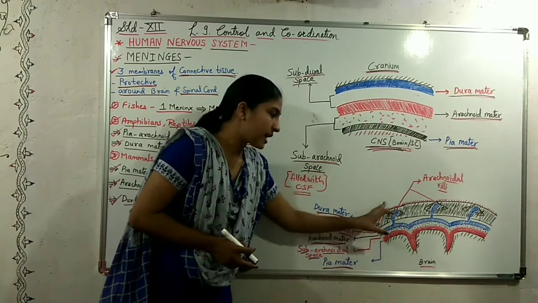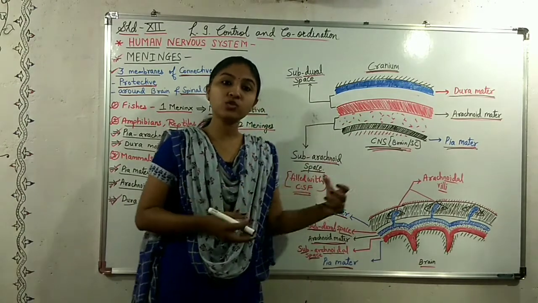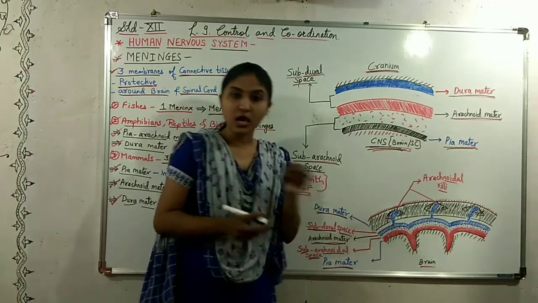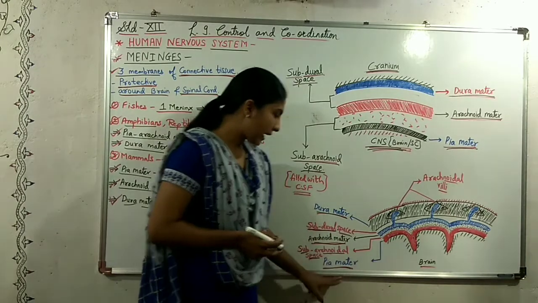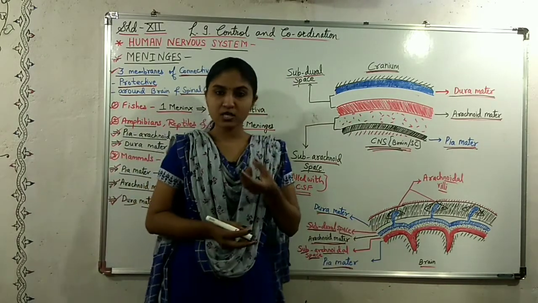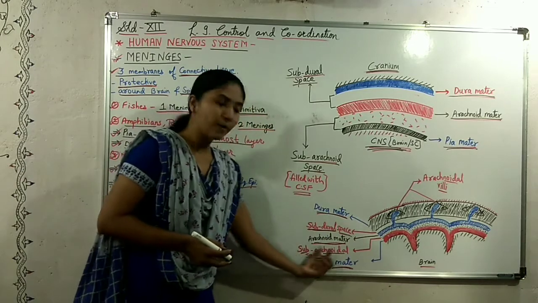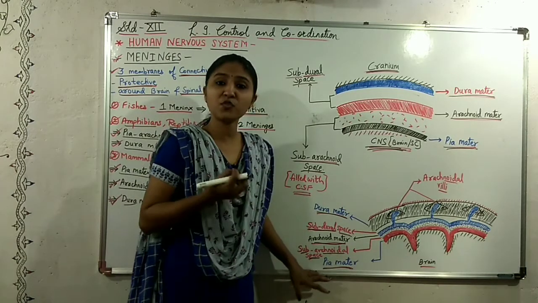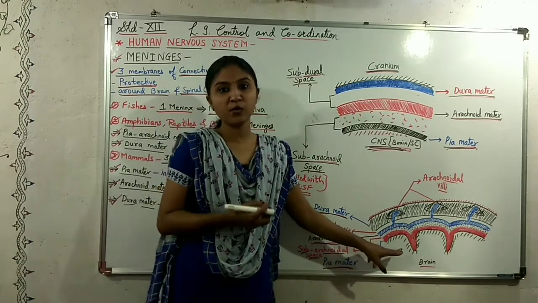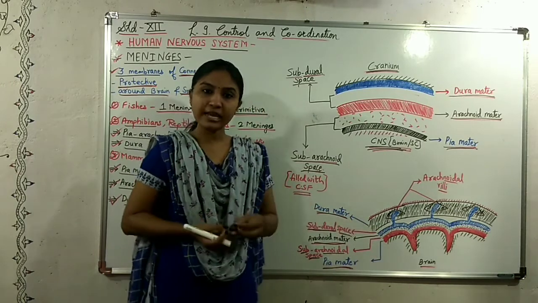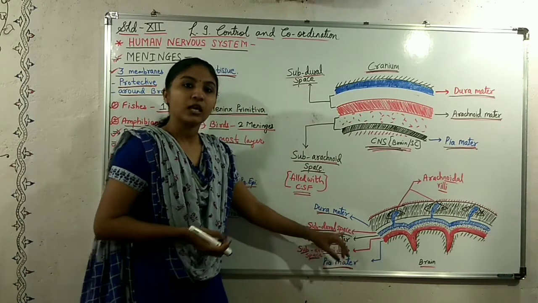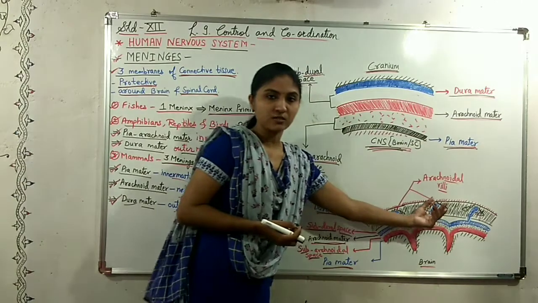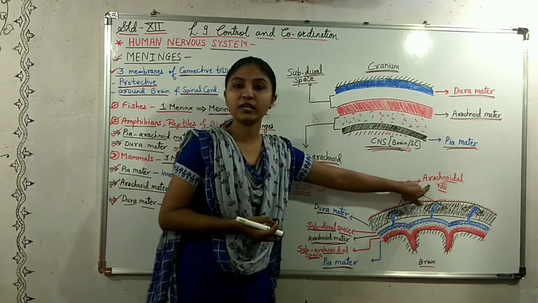So, these are the three meninges which cover the brain and the spinal cord. The innermost layer, which is attached to the actual organ, is called the pia mater. After that, there is a space. That space is called the subarachnoidal space. This subarachnoidal space is filled with cerebrospinal fluid. After that, the middle layer, that is the arachnoid matter. This arachnoid matter shows some projections. These projections are called arachnoidal villi.